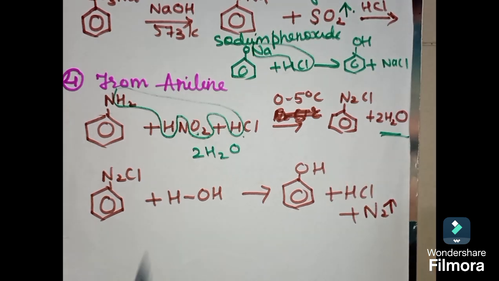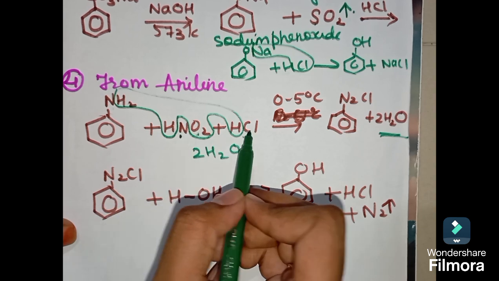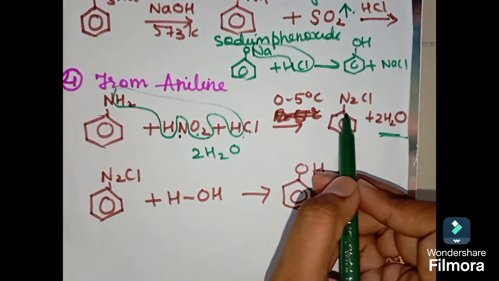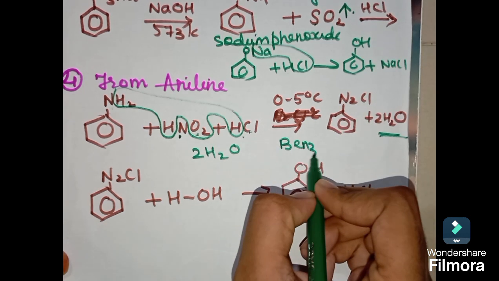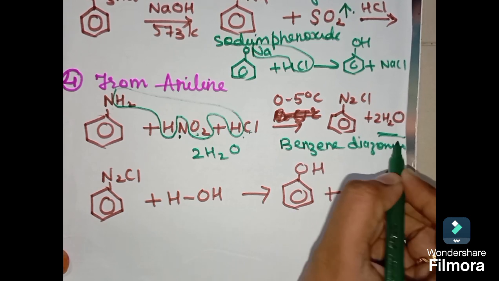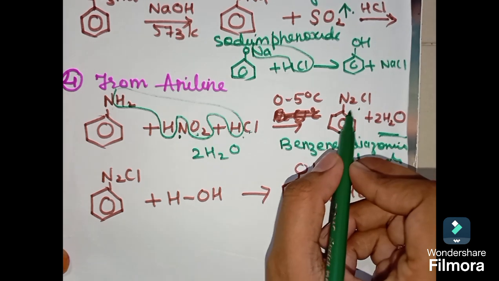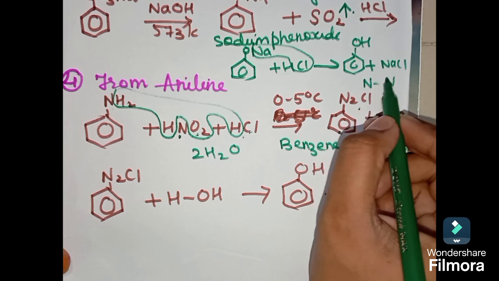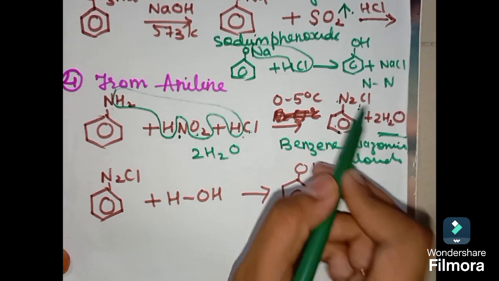Now whatever is remaining over here, 2 nitrogens and 1 Cl, will take the place of hydrogen, and N2Cl will be formed. So this compound is called benzene diazonium chloride. Okay, benzene diazonium chloride. This is benzene, this is chloride. N2 means there is a bond between these two nitrogens, and that is called the diazo group. That's why it is named benzene diazonium chloride.